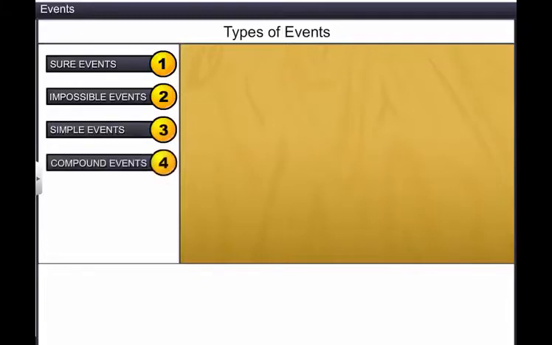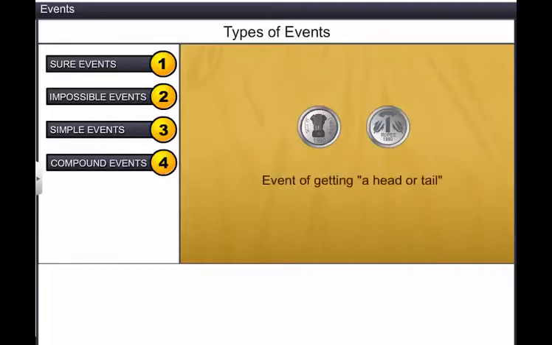Events can be classified into sure, impossible, simple, and compound events based on the elements they have. Let's consider an experiment where a coin is tossed. In this case, the occurrence of an event of a head or tail is sure. Such events are called sure events.